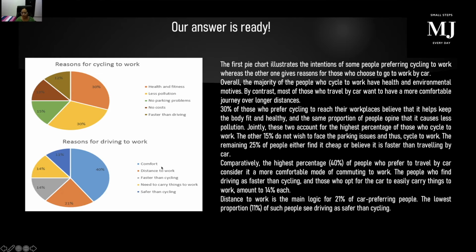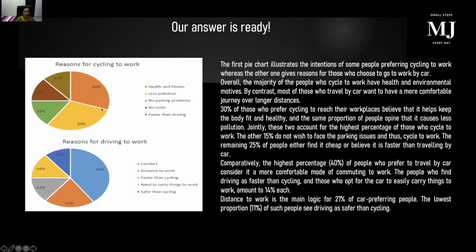Now, coming down to the body paragraphs. Let's take the cycling one first. 30% of those who prefer cycling to reach their workplaces believe that it helps keep the body fit and healthy. 30% of those believe health and fitness, yes. And the same proportion of people opine, good vocabulary, that it causes less pollution, environmental factors. Jointly, these two account for the highest percentage of those who cycle to work. Yes, it becomes 60%. The other 15% do not wish to face the parking issues and thus cycle to work.